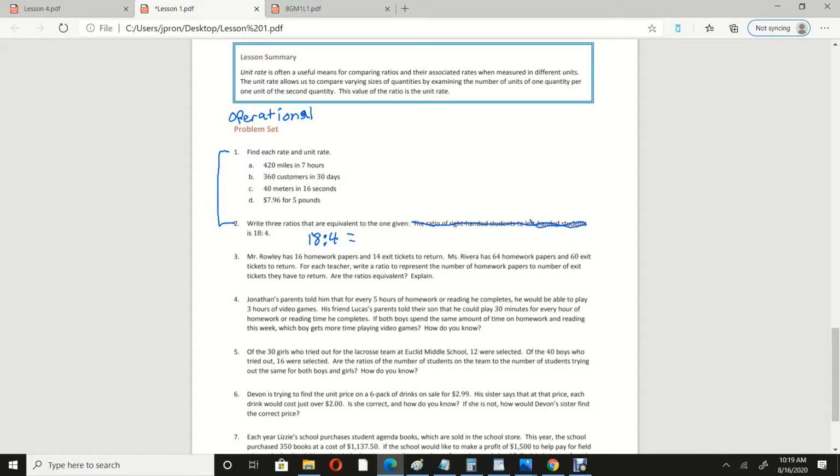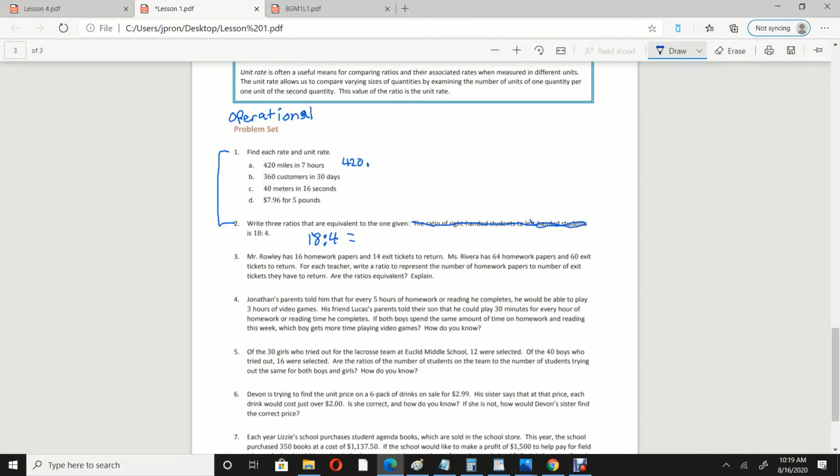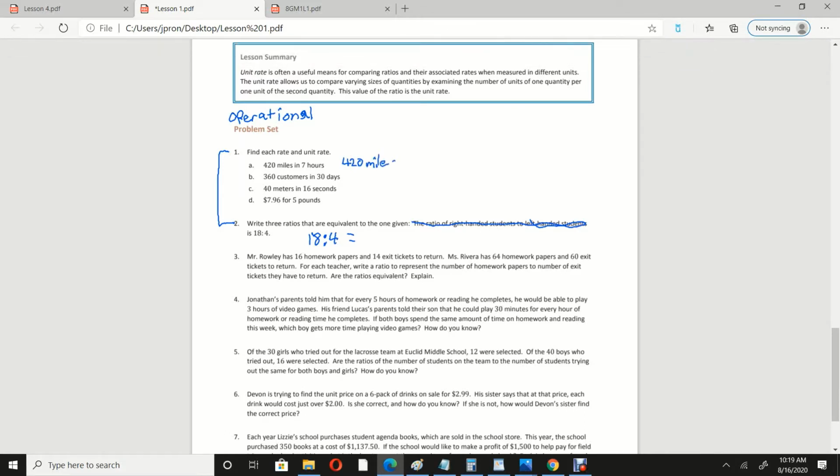Okay, so we're going to find a unit rate for each. So we talked about this in the lesson. How do we find our unit rate? Well, we just need to divide one of the units by the other unit. So for this one, 420 miles in 7 hours, I'm just going to divide 420 miles by 7 hours.